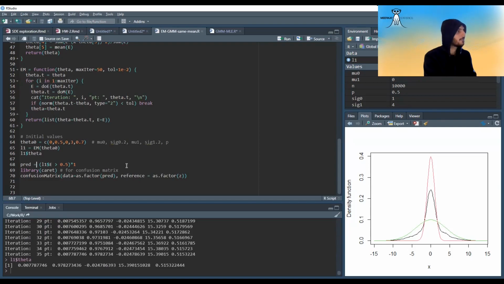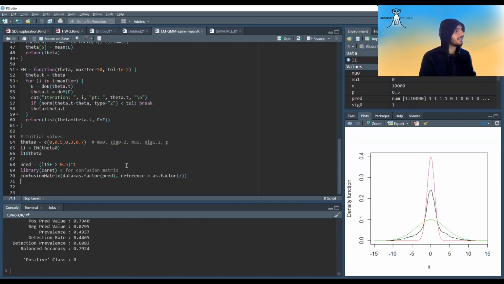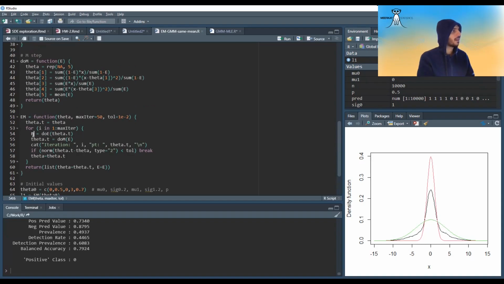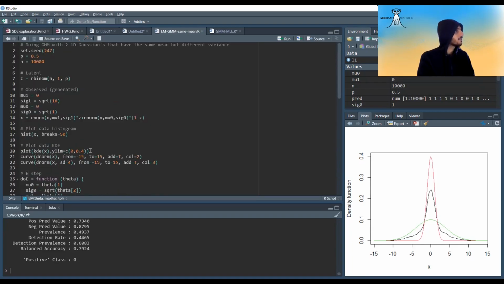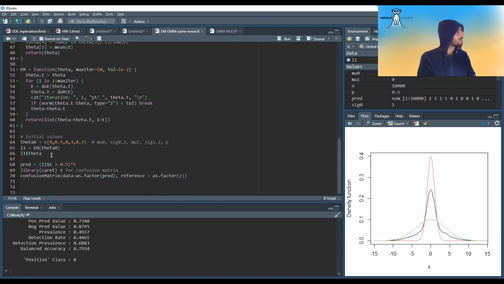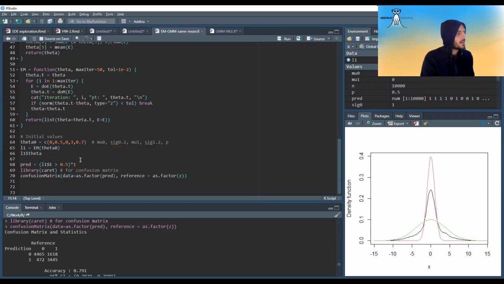And we can also see how good it predicted. So if we threshold, remember the EM algorithm gives you the E, which is for each observation, the probability of it belonging to the first cluster. In this case, the first cluster, I think is the square root of 16, I'm not sure. Yeah, it's the probability of being in one and not in the 0th cluster.